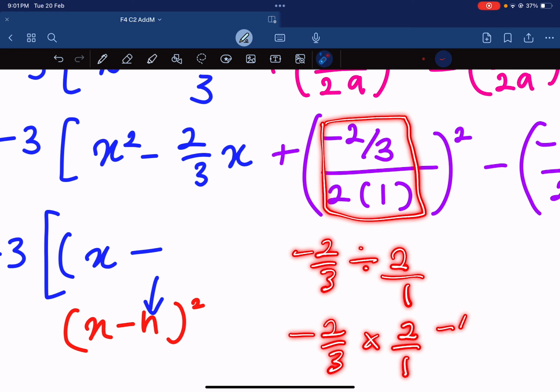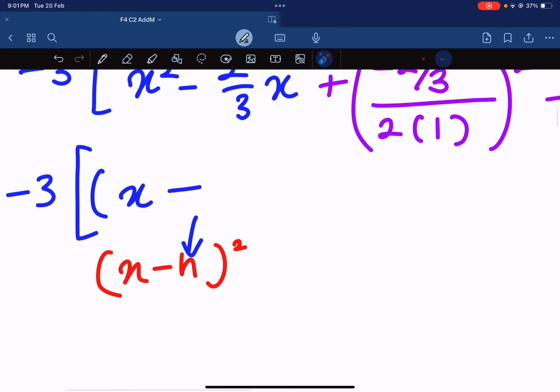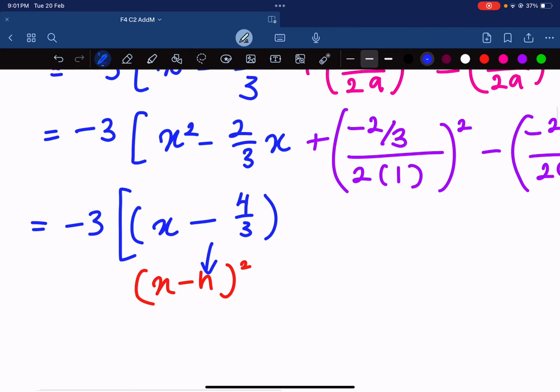Negative 4 over 3. Betul? Betul kan? I think so, if I'm not mistaken. Yeah, should be 4 over 3. Yes, okay. So this is 4 over 3. Okay, kejap. Betul lah patutnya.